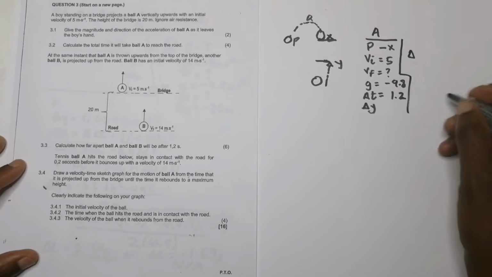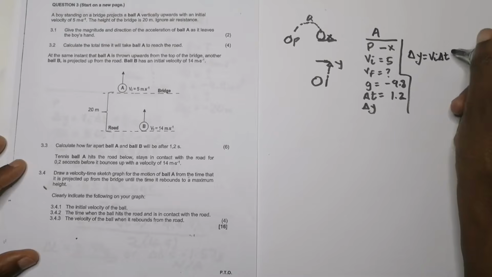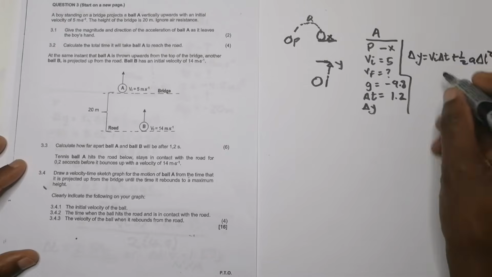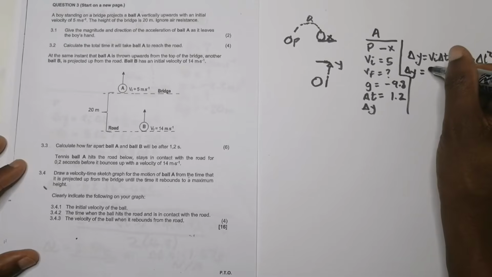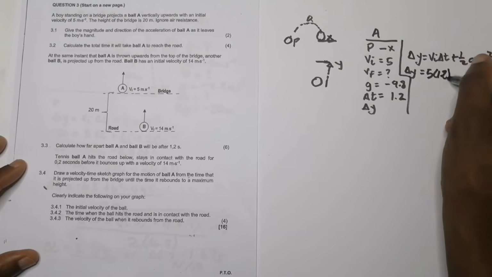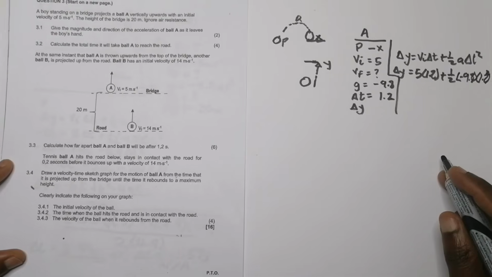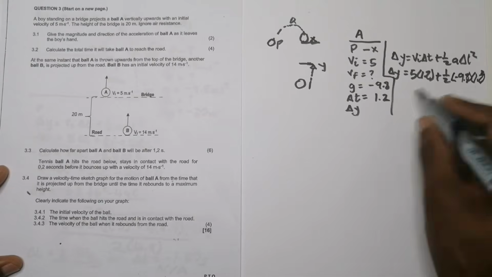If you don't mind, I'm just going to work over here. So delta y is vi delta t plus 1 over 2 a delta t squared. Now I'm looking for displacement. Let's substitute. I know this is 5 into 1.2 plus 1 over 2 times minus 9.8 into 1.2, all squared. So that's squared there. Sorry, I'm just trying to squeeze everything in there, and sorry for the ugly handwriting.